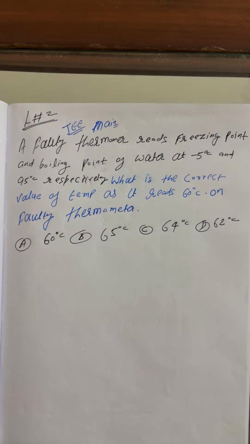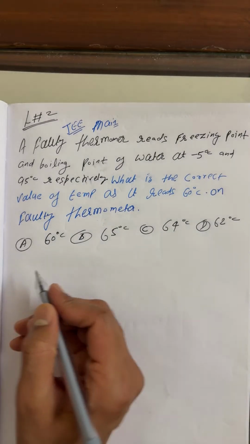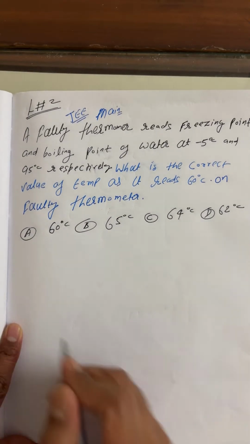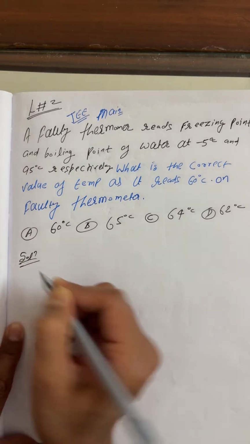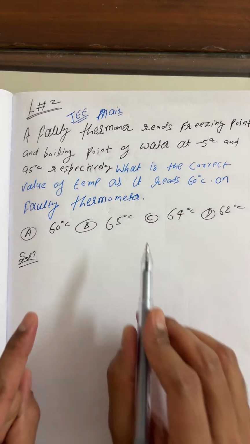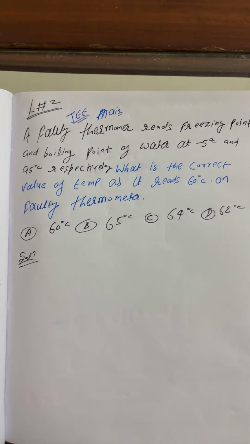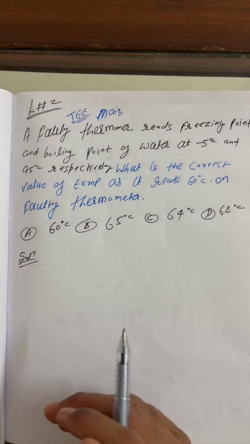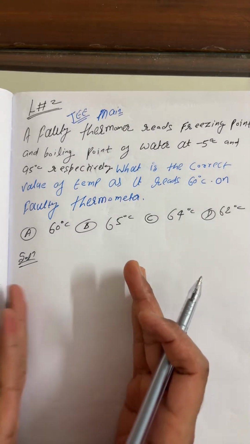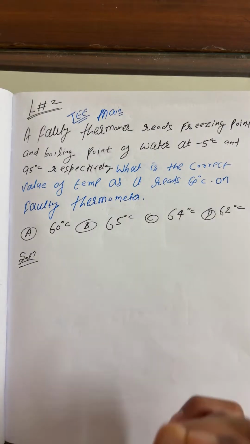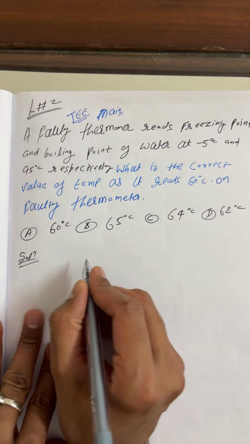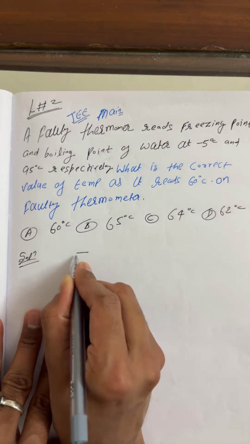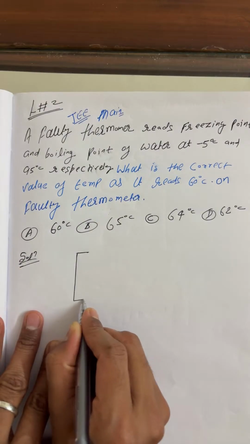Have a look at this question. It's not tough, it's easy, and pretty scoreable in the paper as well. Solution: everything in the question is information related to degrees Celsius, so we have to think only about the degree Celsius scale. This is the degree Celsius scale.